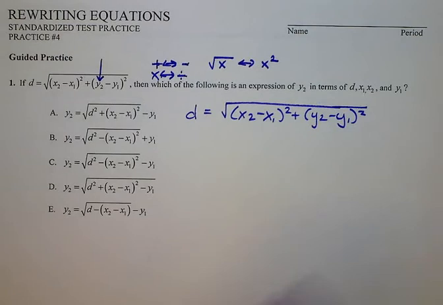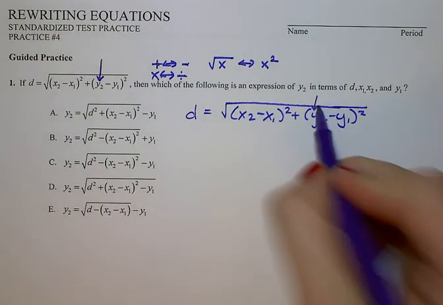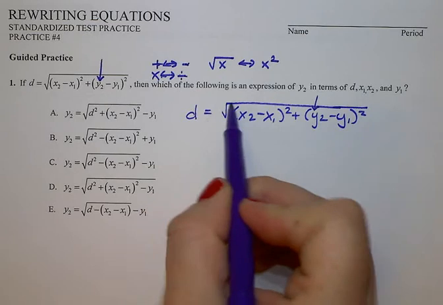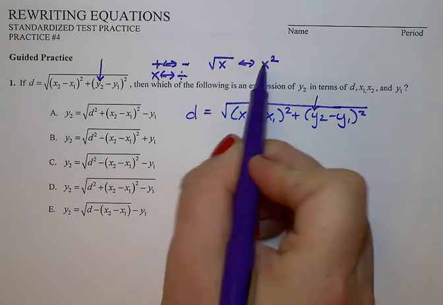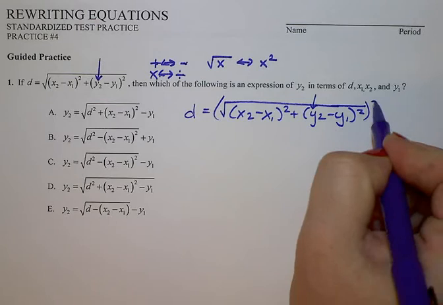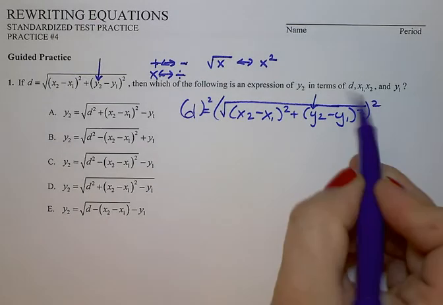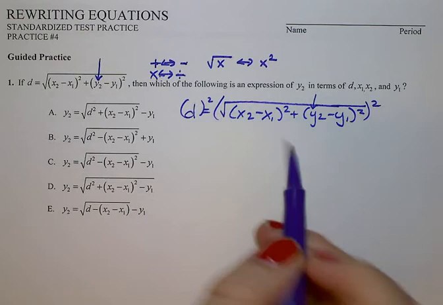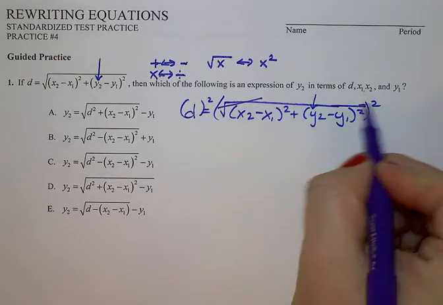Okay, so we want to isolate the y sub 2. So I'm going to get rid of the outside, which is the square root. Opposite of taking the square root is squaring something. Whatever you do to one side, you must do to the other side to keep the equation balanced. The square root and the square cancel.